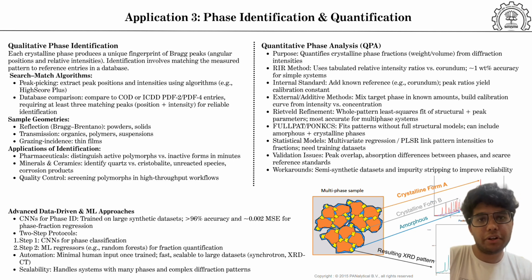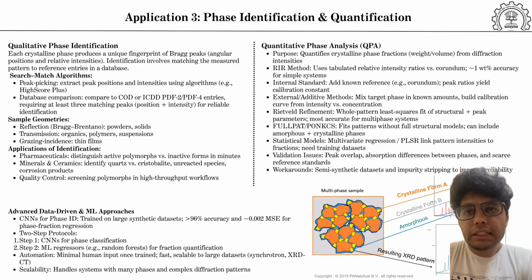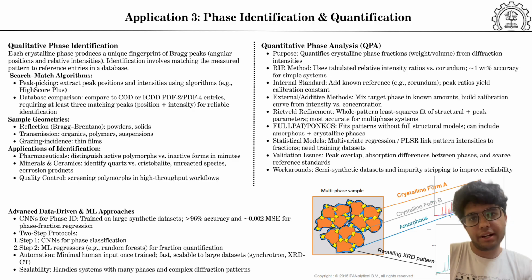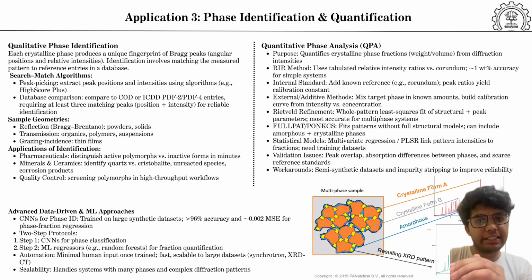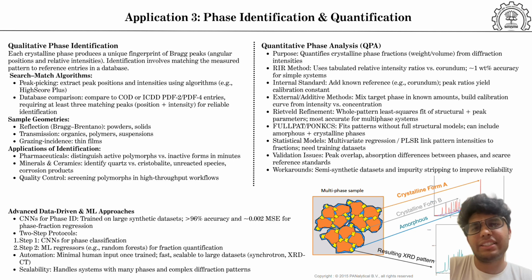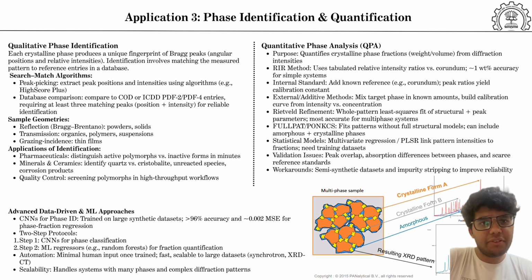We need to know how much of each component is present. This is quantitative phase analysis, or QPA, highlighted here in the purple box. There are several ways to do this. A common approach is the reference intensity ratio, or RIR, method, where we compare our diffraction intensities to a known standard, like corundum, to calculate the weight fractions. For more accuracy, we can use methods which basically use internal or external standards. However, for complex multi-phase samples, like the one shown in the diagram, the gold standard is Rietveld refinement.